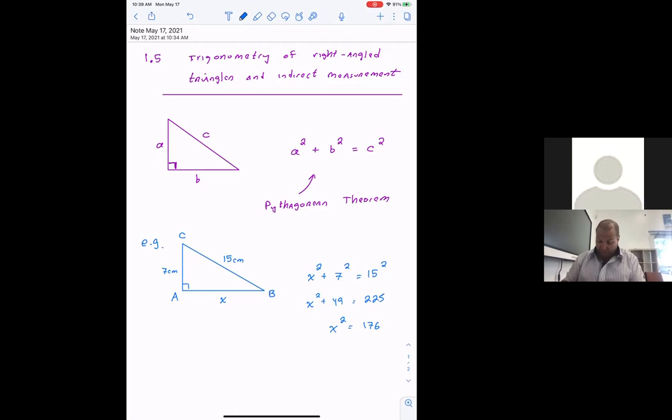And therefore, what is the square root of 176? X is approximately equal to 13.3. What are the units? Oh, centimeters. And to three significant figures, we have x equals 13.3 centimeters. I usually write approximately when I'm approximating, but in the IB, when you round to three sig figs, they just say x equals 13.3 centimeters to three significant figures.